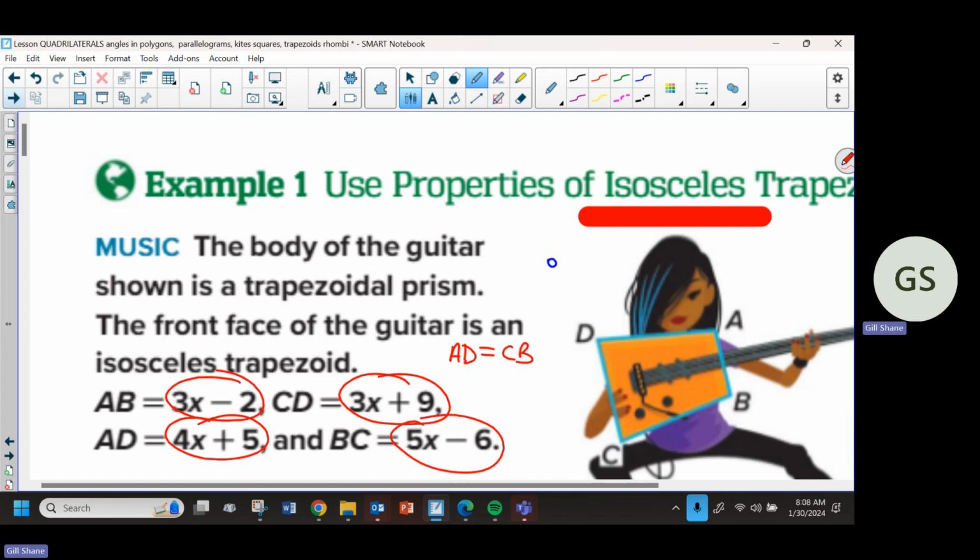So again, don't worry about the proofs. I'm not going to make you do proof. I'll just give you a problem where you just solve for X, which is the same thing you're doing in the proof. So AD, we said, is 4X plus 5. Well, what is CB equal to, Alyssa?